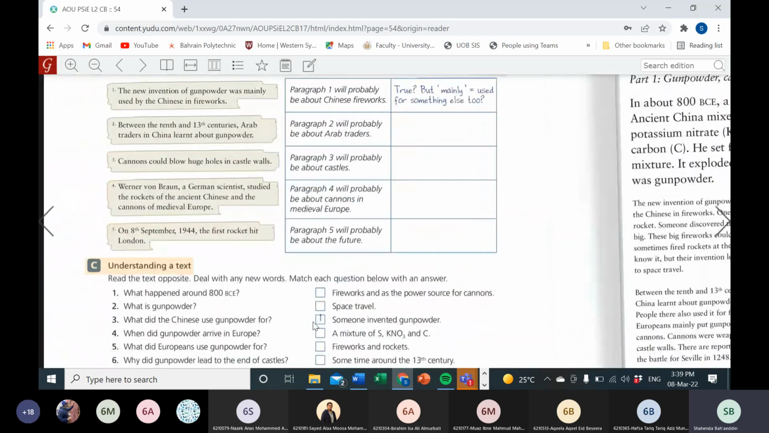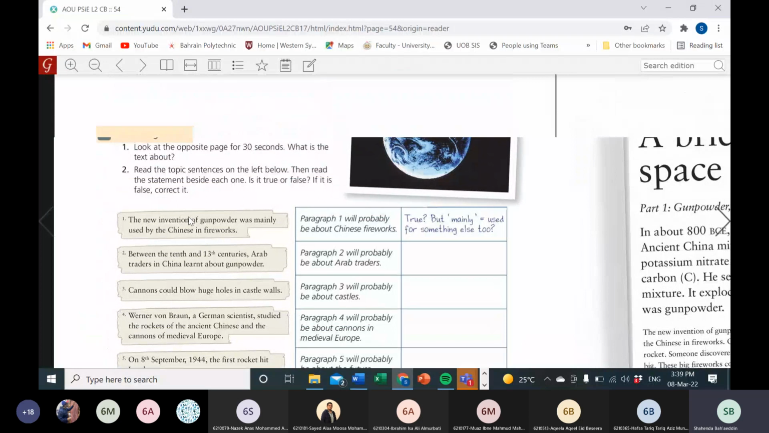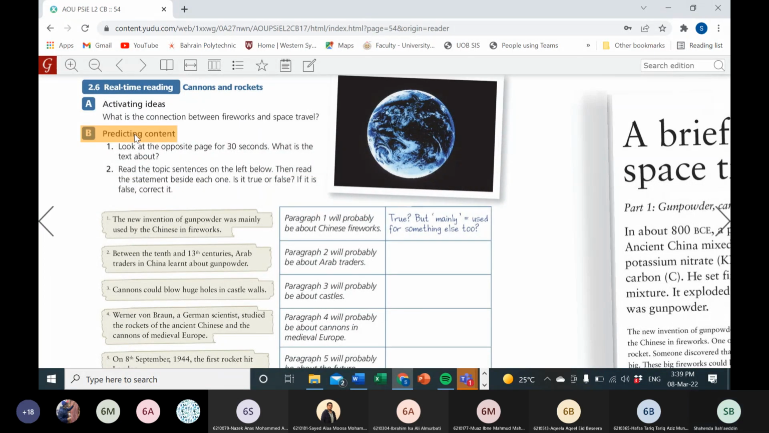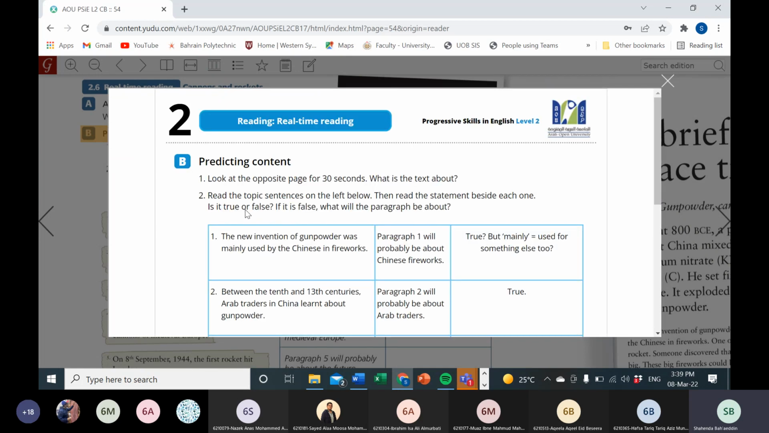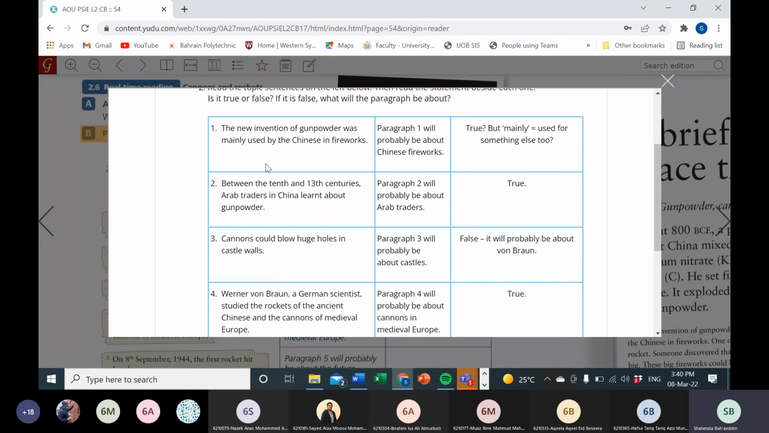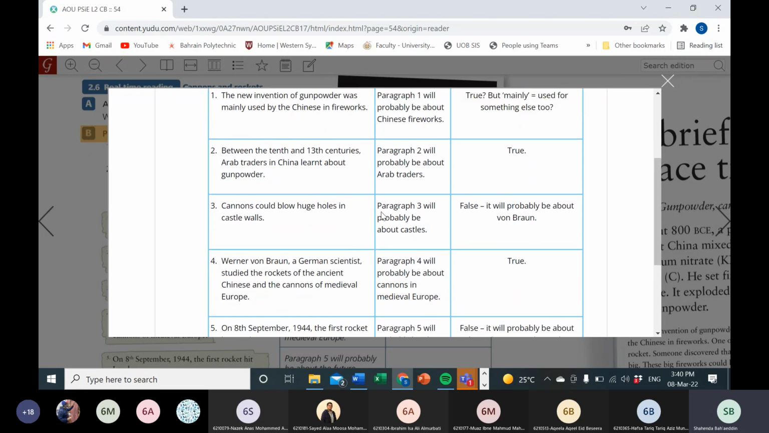Okay, I just want to point out something in question number 2 of part B. Read the topic sentences on the left below, then read the statement beside each one. Is it true or false? If it is false, what will the paragraph be about? Where do we find the topic sentences in a paragraph? In the beginning of the paragraph. So it is the first sentence of the paragraph. If you look at the sentences in front of you, you will find that these are the first sentences in the paragraphs that we read.